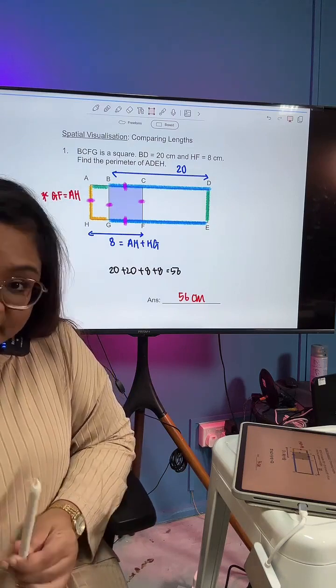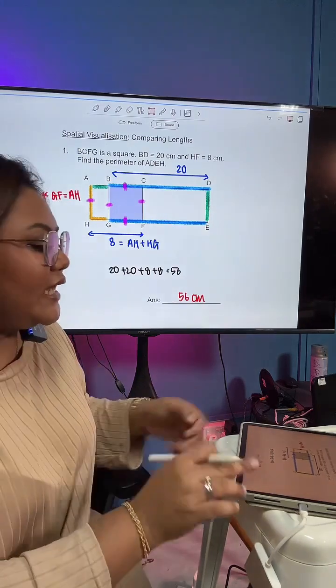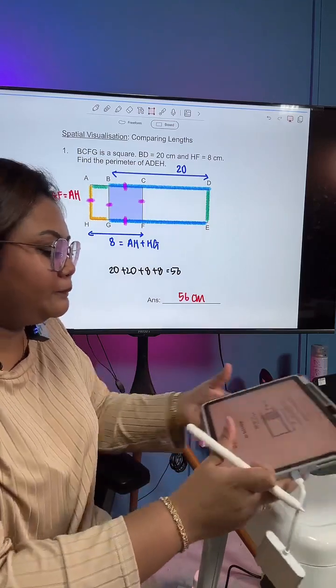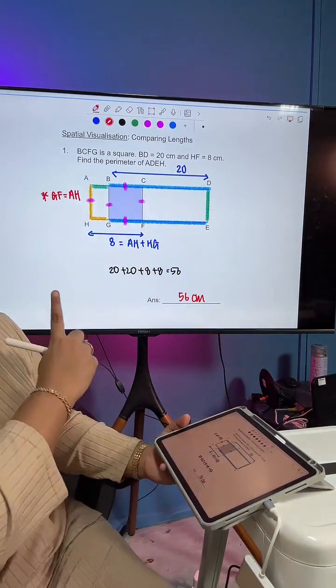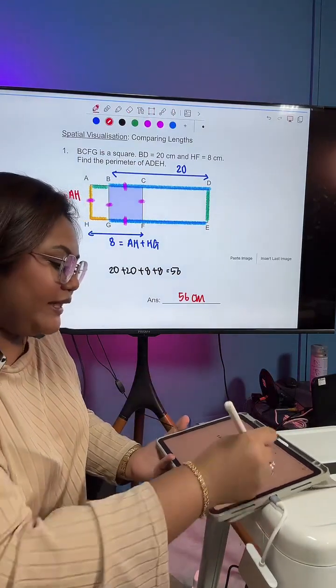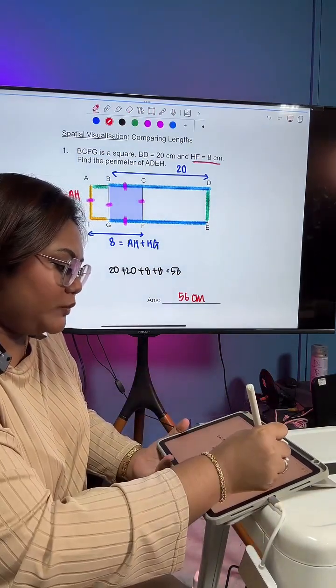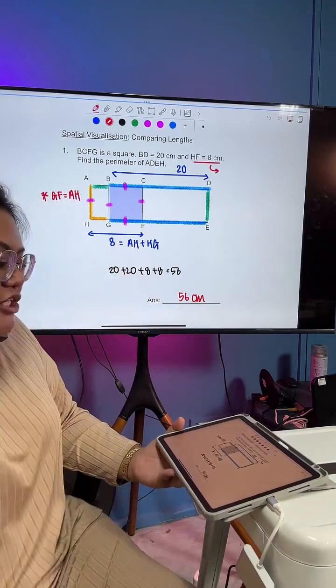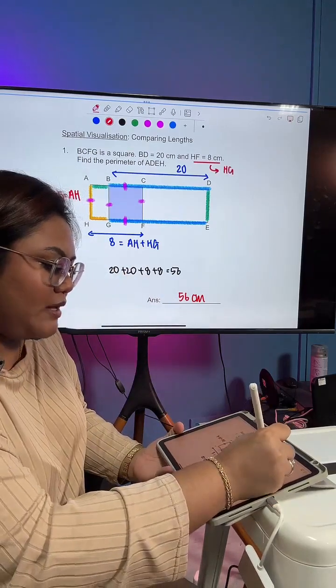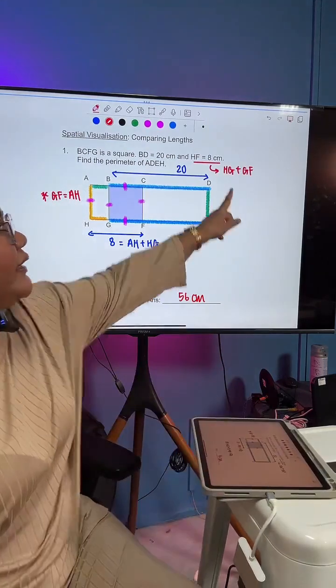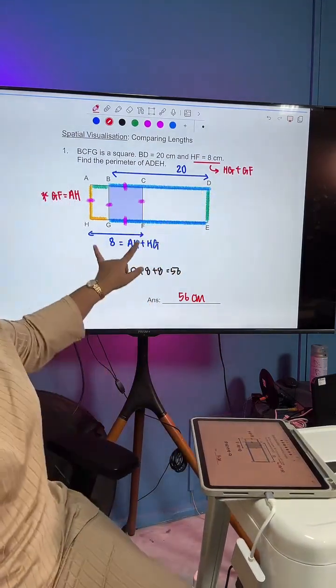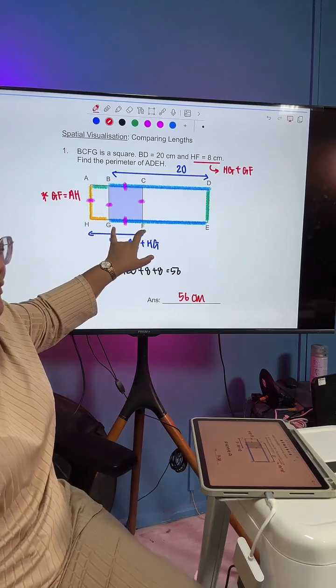Alright, so here are the things that you need to remember, yeah? I'm going to write it at the side there, okay? So we know that HF is equal to 8. And HF is HG plus GF. Everybody agree? Right at the top, yeah? HF is 8, which is HG and GF.